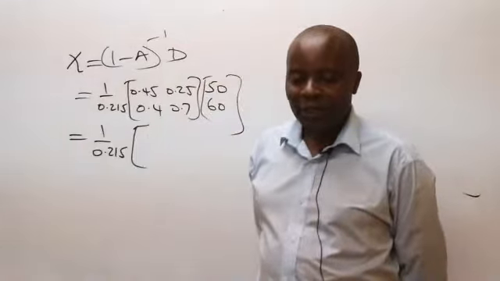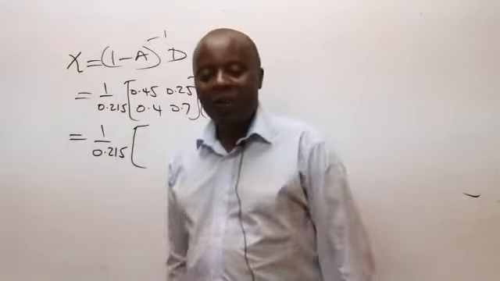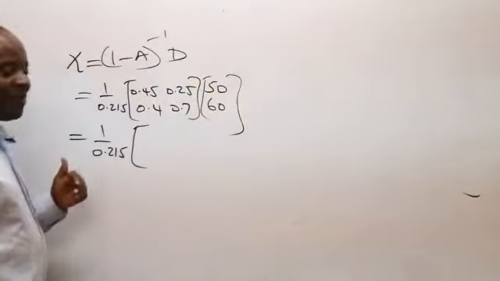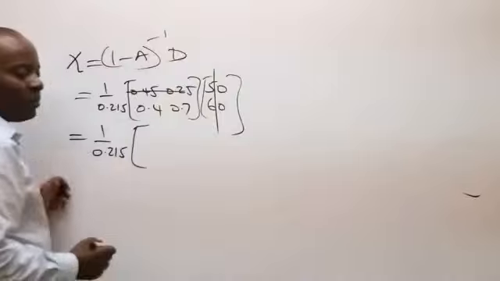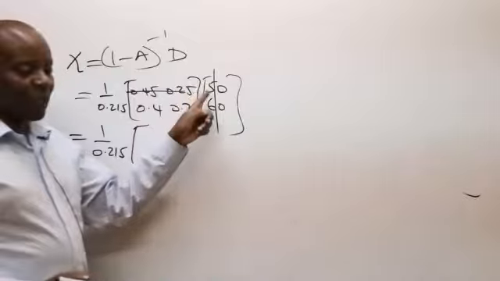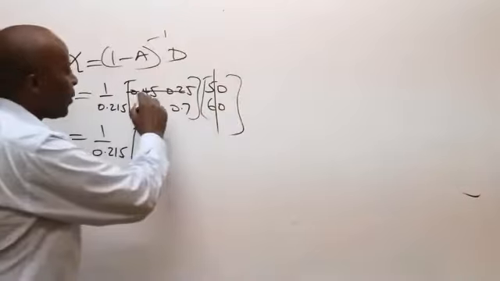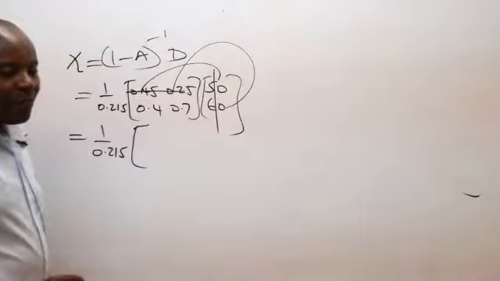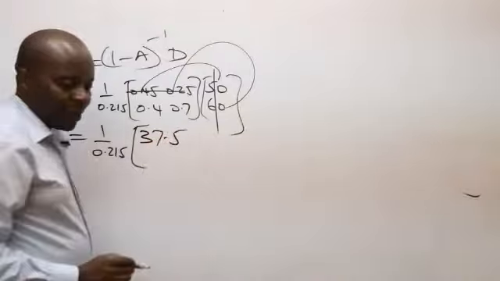When somebody tells you to multiply two matrices, it is row times column, thank you very much. So this is the row here, and that is the column. Could you kindly go ahead and do the multiplication for us? You say 0.45 times 50 plus 0.25 times 60. Remember, it is first ones multiplied plus second ones multiplied. So I assume that it will be 37.5.